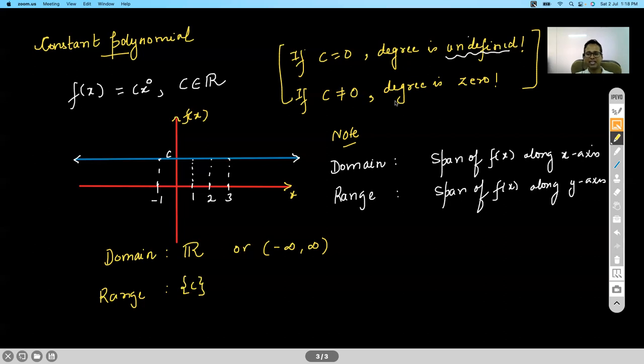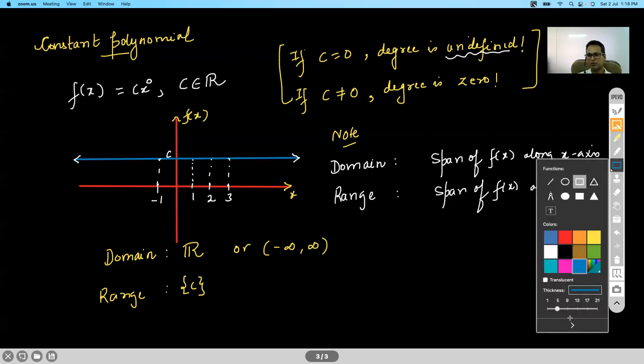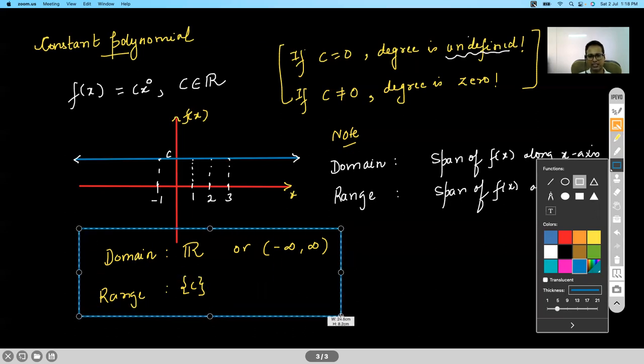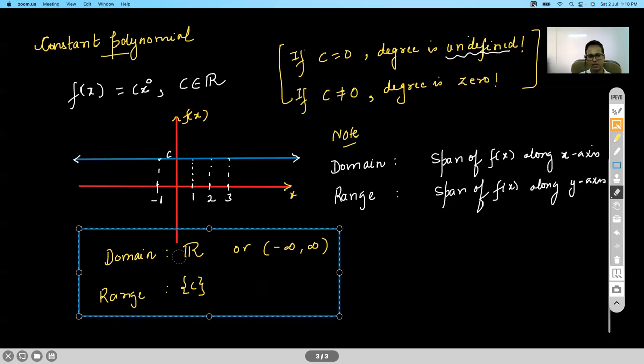Okay. So for any constant polynomial, the domain is all real numbers. The exhaustive domain is all real numbers. And the range is that value of the constant, which is taken by the function for any input that you are putting inside. So whatever input you put, the output is always going to be C, right? So a set having C will become your range of the function. Okay. So this is to be noted because this is what we are going to take away from this entire exercise. Okay. Please note this down.